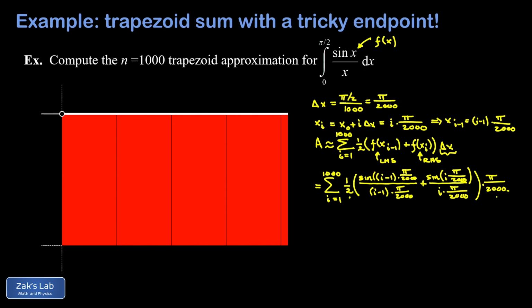And our problematic trapezoid is the leftmost one there because its left height is not defined. But notice that that left height really, really looks like it's equal to 1. And that's not just some coincidence.